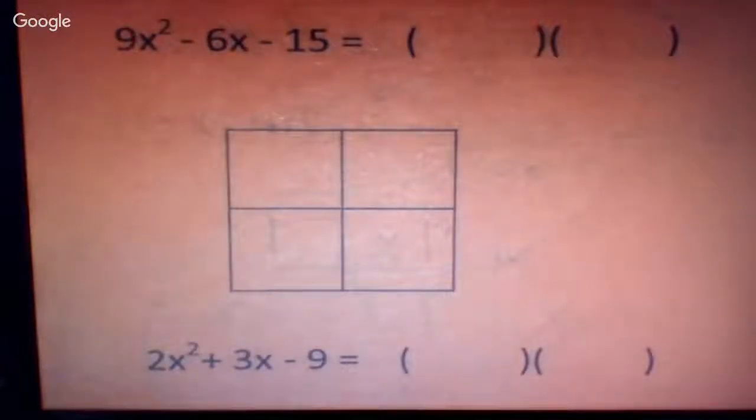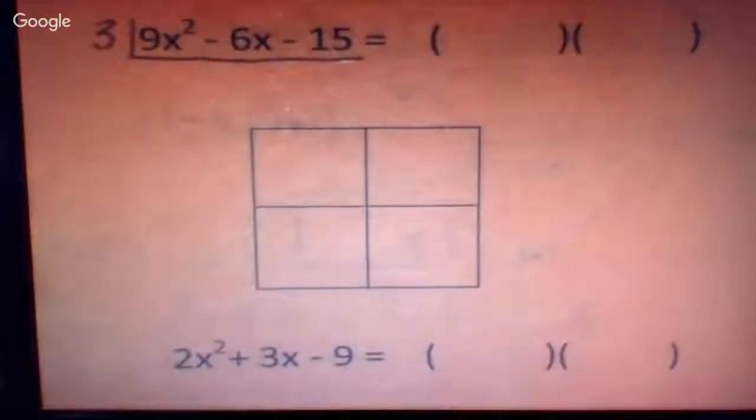Okay. Take a look at these three. We've got 9, 6, and 15. Is there a number that divides evenly into 9, 6, and 15? 3. So I can pull out a 3. When I divide 9 by 3, I'm left with 3 x squared minus 6 divided by 3.